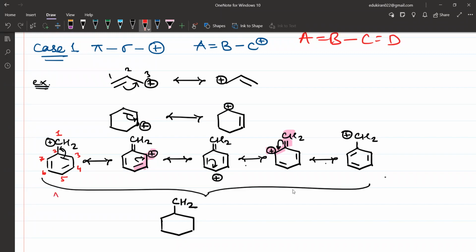This is the resonating structure A, B, C, D, and E. ठीक है? सर कुछ खास समझ नहीं आया. हाँ नहीं अभी रुकिए. Movement समझ नहीं आया. Movement is always from electron rich to electron poor, ना?